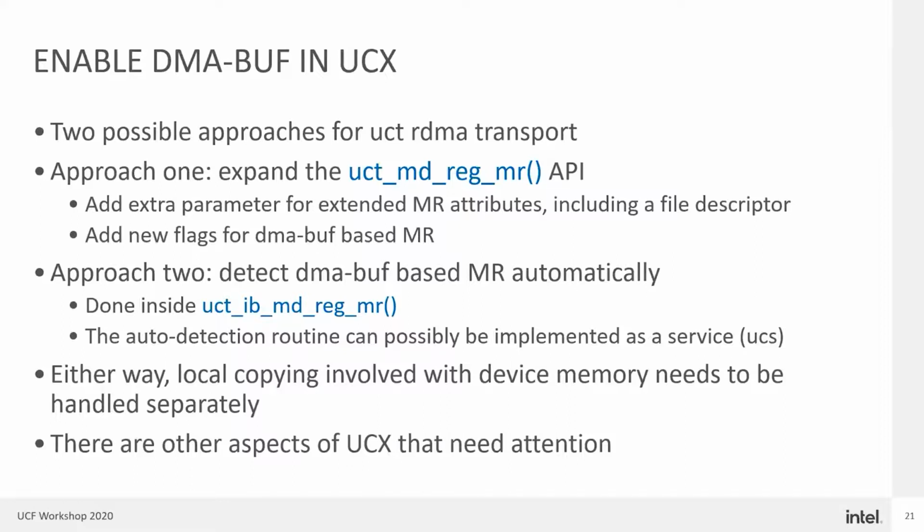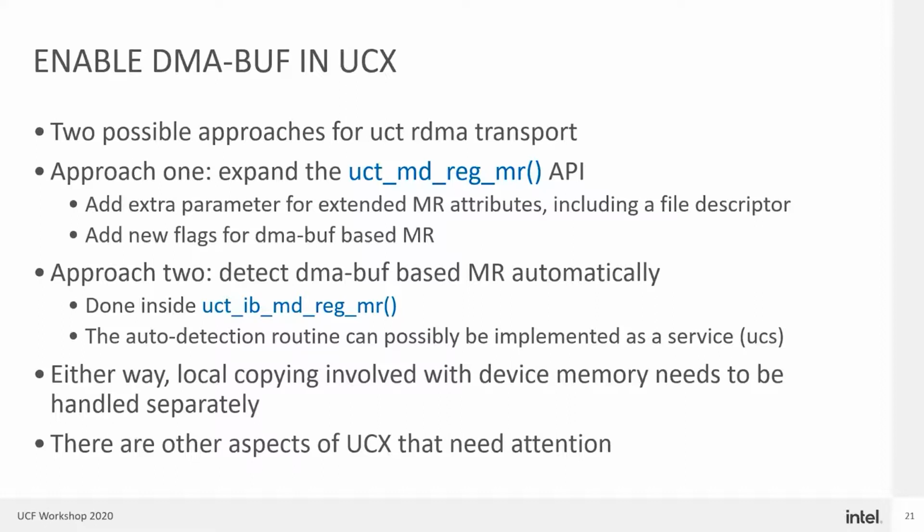The other approach is to do some auto detection. Inside the UCT IB MD register memory region, it's possible to do something similar to OFI to auto detect if the memory address belongs to a type related to DMA-BUF, and then call the proper function for the memory registration. This auto detection can possibly be implemented as a service in the UCS. Just some rough idea on that.